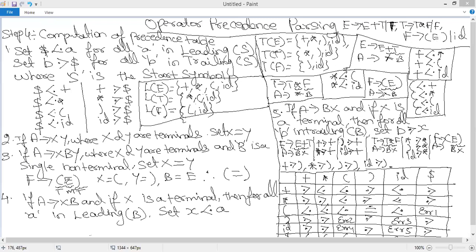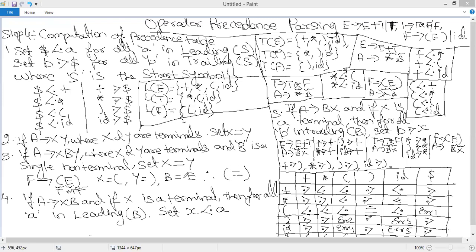You see here, open parenthesis is a terminal, close parenthesis is also a terminal. In between these two terminals, we have a non-terminal E. So it can be mentioned according to the format: we have to set X equal to Y. So open parenthesis equal to close parenthesis. Equal to is the precedence relation here.